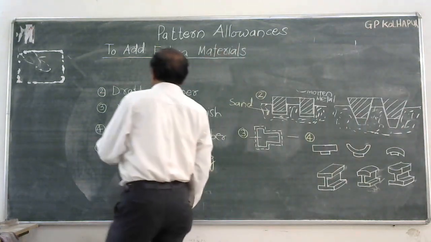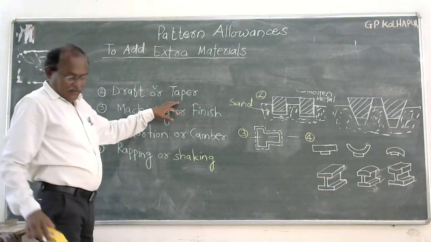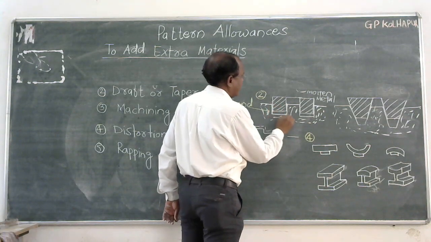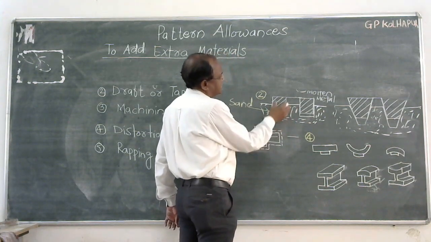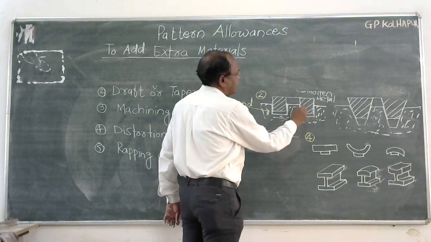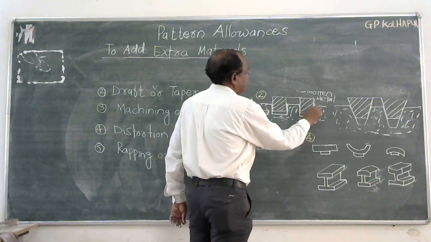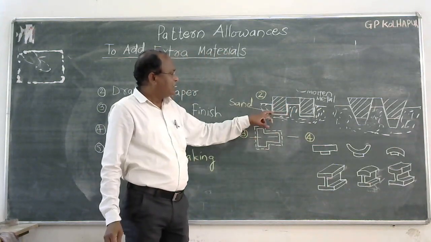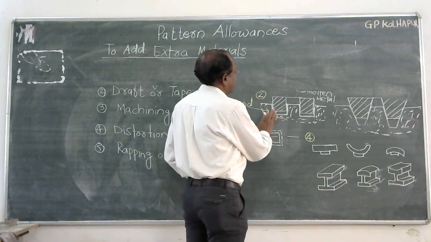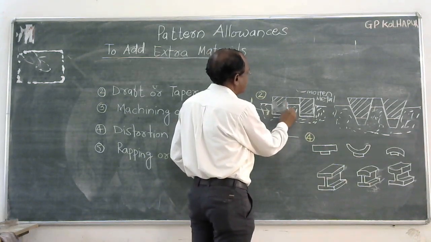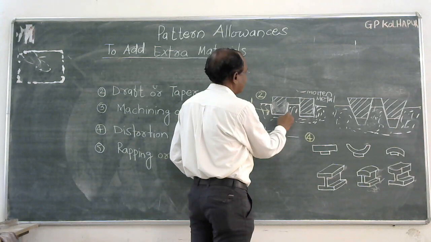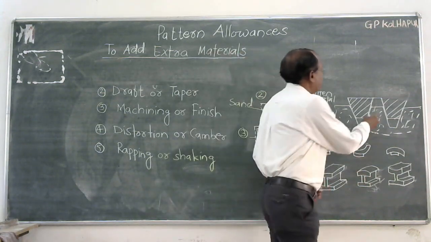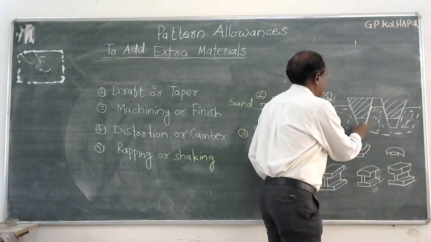Now let us study draft or taper. If the mold cavity is rectangular in nature, because the pattern is rectangular, this is also rectangular. While withdrawing this pattern from the mold, what will happen? The mold will change its size and it will become like this. So to overcome that, give an angle to this pattern.